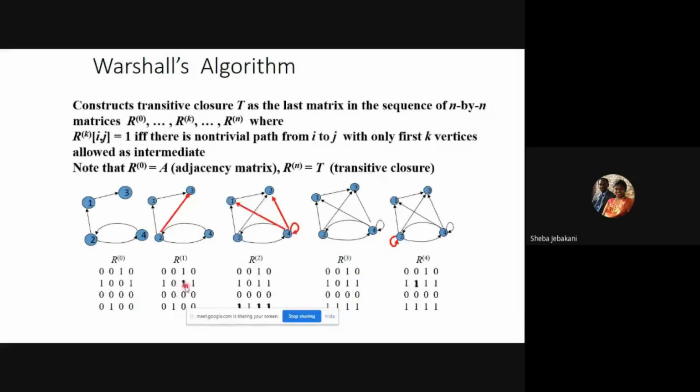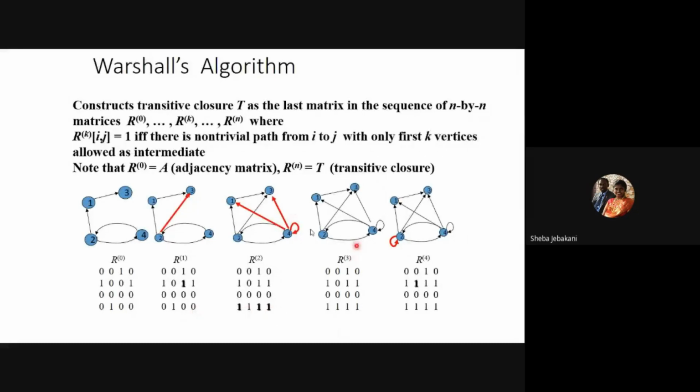Now the next thing, if I take the second row and second column, you can find that there are three positions here which are becoming 1, which were initially 0. How exactly this works, we will see.